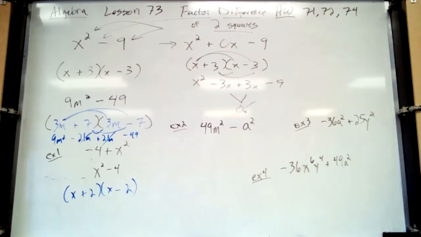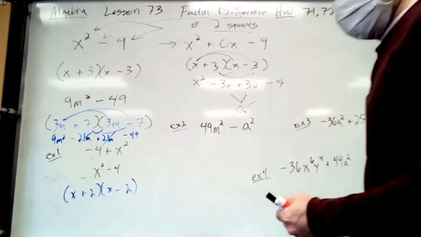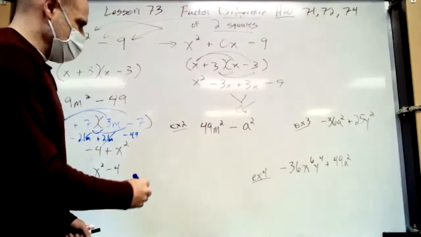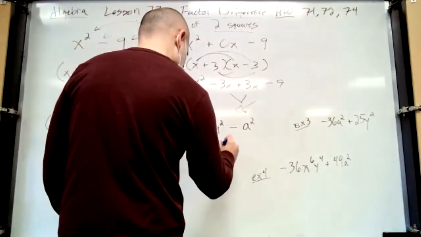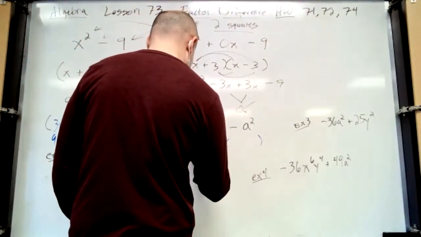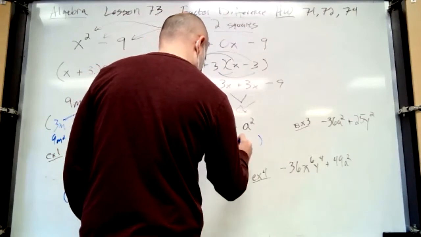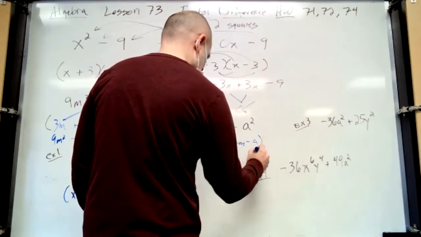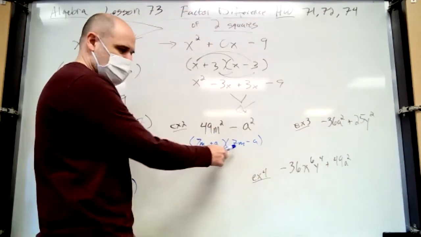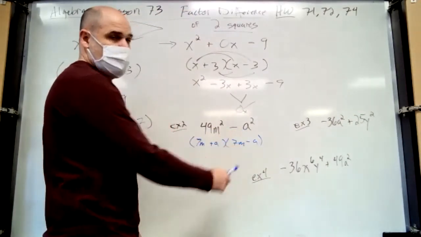But here's the thing with factoring the difference of 2 squares. It's really hard to make these hard, because if you understand the basic concept and the shortcut, then you shouldn't have any issues. All right, Elkin, what'd you get for A? I got 7m plus a times 7m minus a. Perfect. Square root that, throw it there. Square root that, throw it there, and you're done.